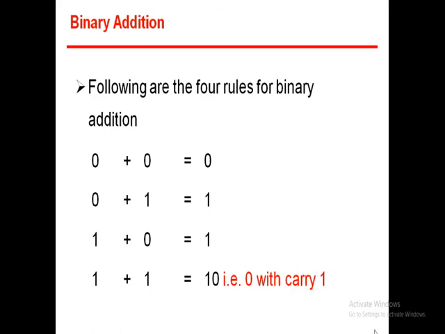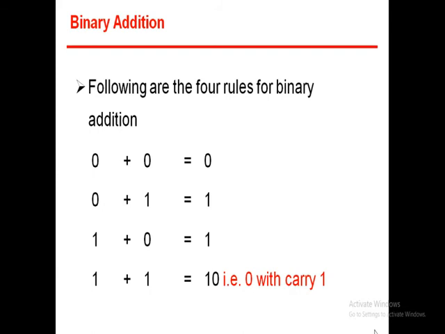If we add 0 plus 0, then the result will be 0. If 0 plus 1, then it will be 1. 1 plus 0 is also 1. And if it is 1 plus 1, then we will get the sum 0 with a carry 1. So you should remember, if we add two ones, then the sum is 0 and the carry is 1.